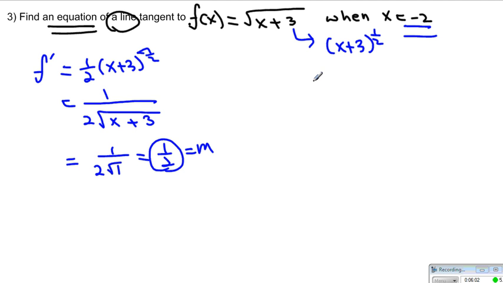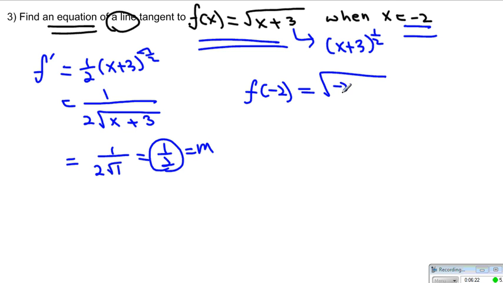Then how do you find the x and y value of the point? In fact, the x value of the point has been given to us as negative 2. Then how do you find the y value? You see, the y value can be found from the expression itself. So we have f of negative 2 is equal to square root of negative 2 plus 3, which simply comes out as 1. So here it goes, guys. We have slope, point is negative 2 comma 1.